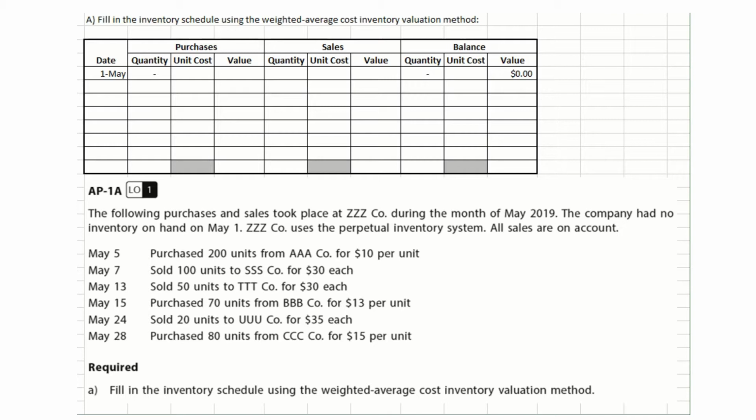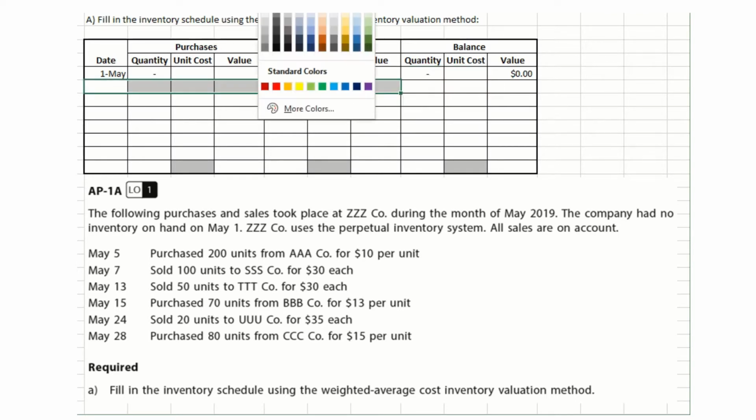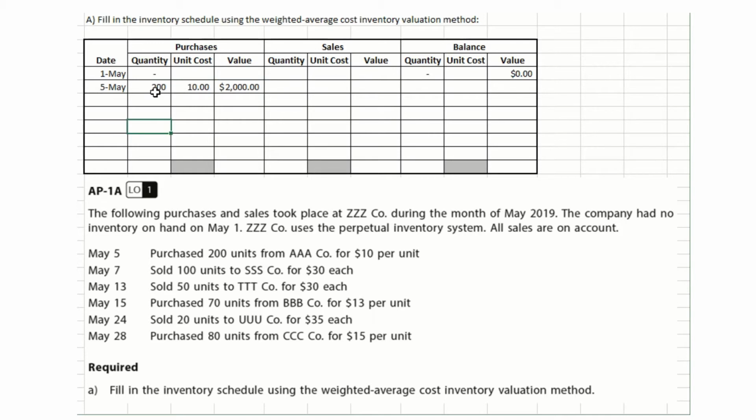The first scenario is using the weighted average cost of inventory. In this situation, our opening balance was 0 items, so we have 0 value, 0 quantity. On May 5th, we purchased 200 units for $10 a unit. So for this part of the problem, we record 200 units at $10 each, for a total value of $2,000. That gives us a balance of 200 units, $10 each, for $2,000.